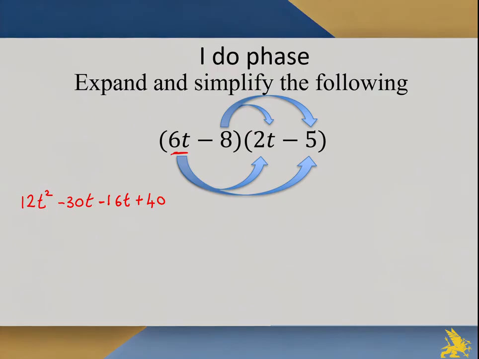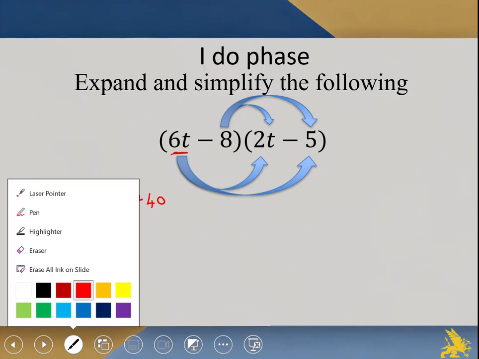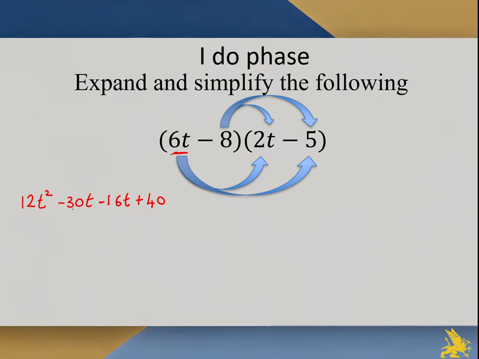The next step that I'm going to be looking at is like terms. And I can see right here, I have negative 30t take away 16t. And they are considered like terms. So I will put those together. So I'm just going to rewrite everything. So I've got 12t squared. Negative 30 take away 16 is negative 46. Negative 46t plus 40.